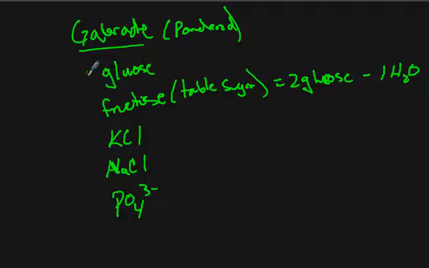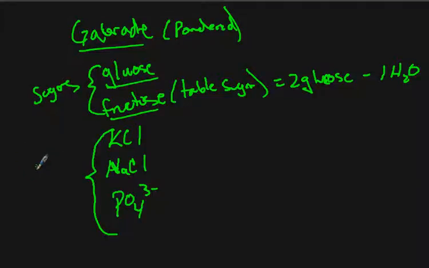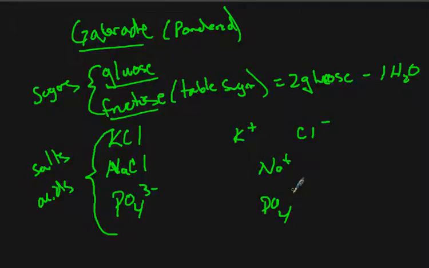Now, these two up here are sugars, and they do dissolve in water, but they stay in their molecular form as glucose and fructose. These guys down here are salts or acids, and these will separate into their potassium, chlorides, sodium, phosphates, and these help your body. These are the electrolytes that you lose when you sweat.